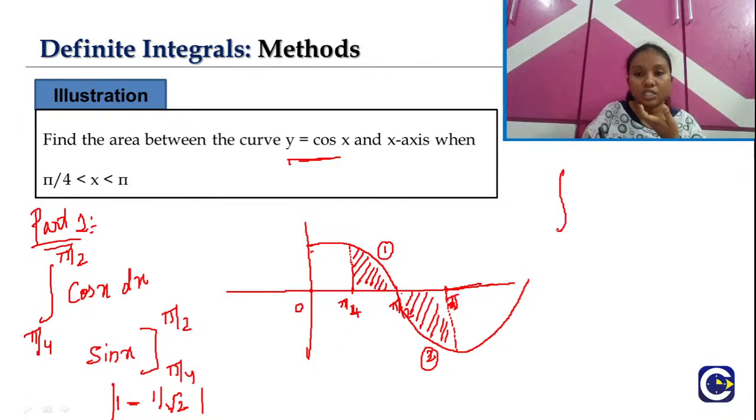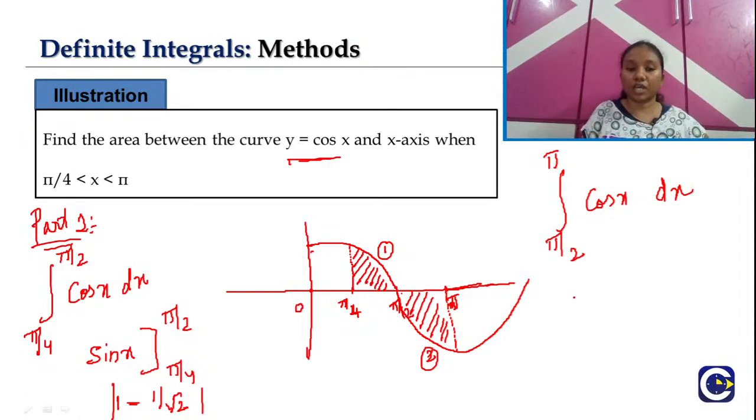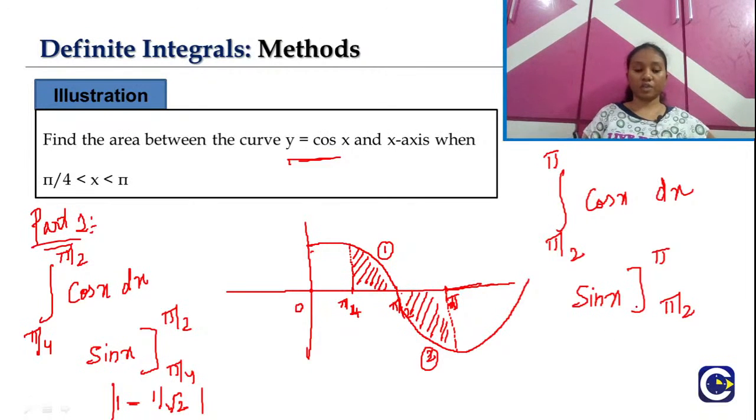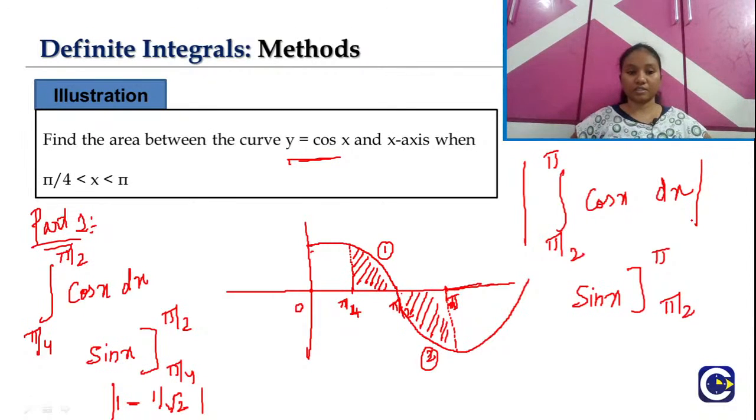So the second part area will be the integration from the limit pi by 2 to pi of cos x dx. So here it will again be sin x, and the limits are pi by 2 to pi. Right. So here we have sin pi. We know that this is the negative area. So for negative area, what do we have to take? We have to take the modulus here. So sin pi is 0 minus sin pi by 2, which will be 1. So the modulus here will be 1.